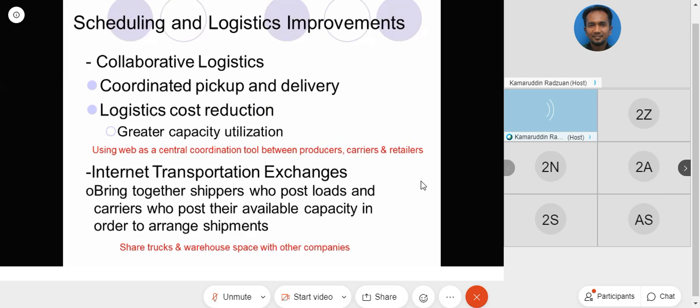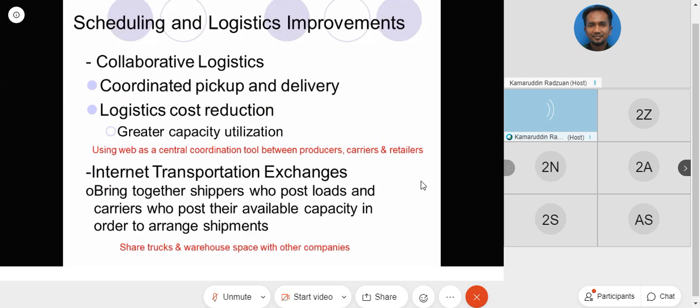Scheduling and logistic improvement: with the implementation of just-in-time, when we have collaborative logistics under the just-in-time program, we do coordinated pickup and delivery from a number of suppliers, and of course this helps reduce the logistic cost, where we can optimize the capacity utilization of the transportation.